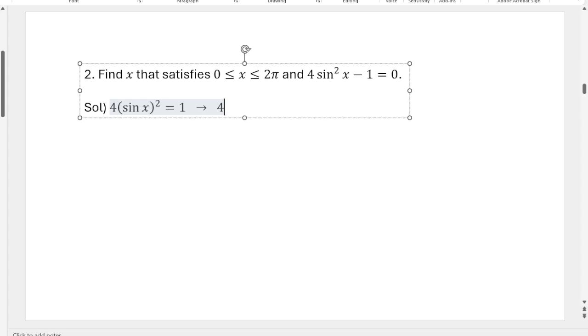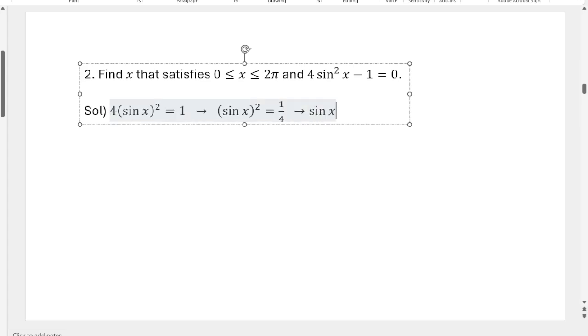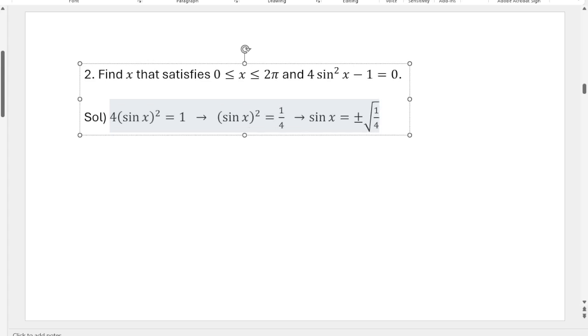Okay, and you can now divide by 4, and you have sine of x squared as 1 over 4, which means that sine of x is equal to plus or minus square root of 1 over 4. And square root of 4 is 2. See, if you take the square root of a fraction, it ends up being the square root of top and bottom separately. So that's going to give you plus minus 1 over 2.